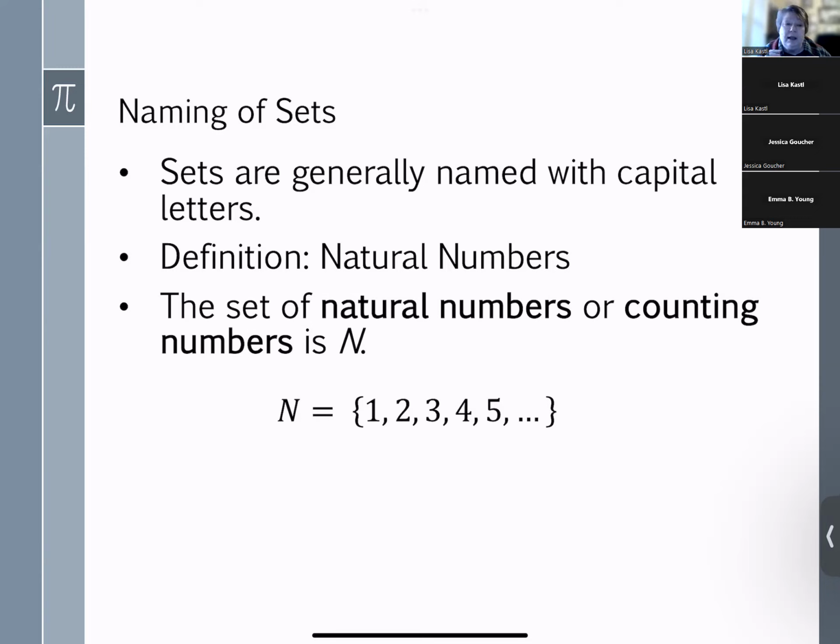So we use the capital letter N, and then an equal sign, and then the brace, and then a roster, or a list of the numbers, and then set of natural numbers. Now you'll notice at the end of this set, we have a 1, a 2, a 3, a 4, and a 5 separated by commas. But at the end, we have what is called an ellipsis. That's your Jeopardy word of the day. And what does an ellipsis mean?